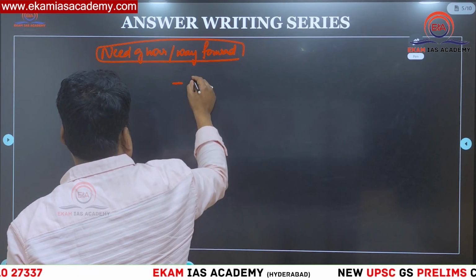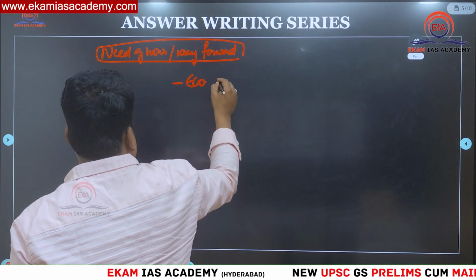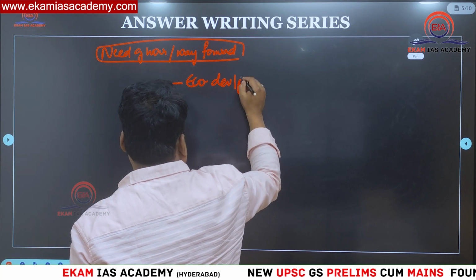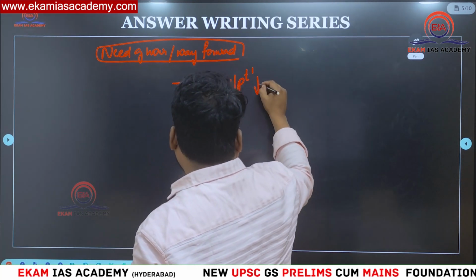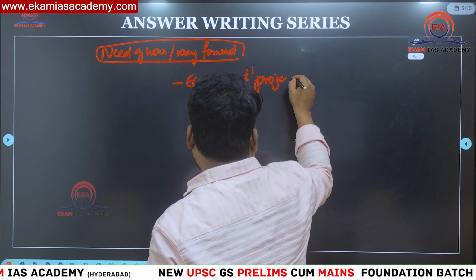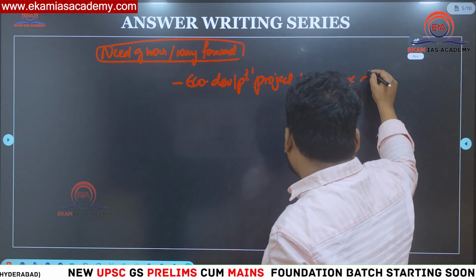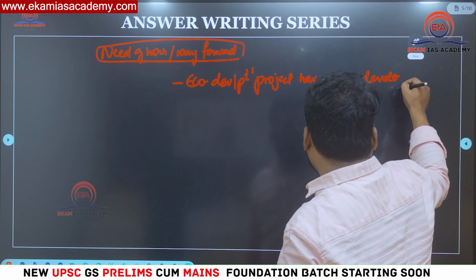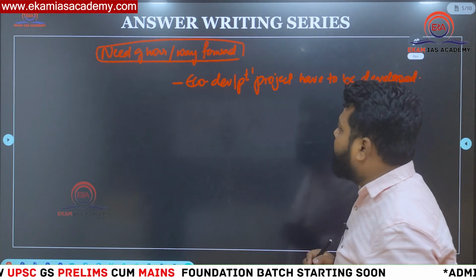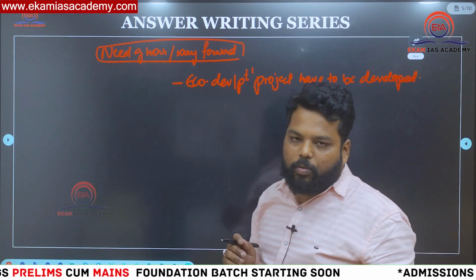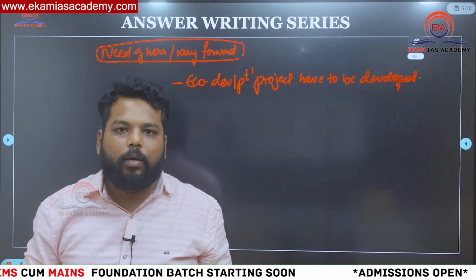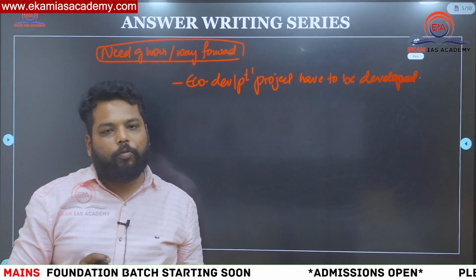First one, eco-developmental projects have to be developed. So this is the first way forward method which we generally have to follow.